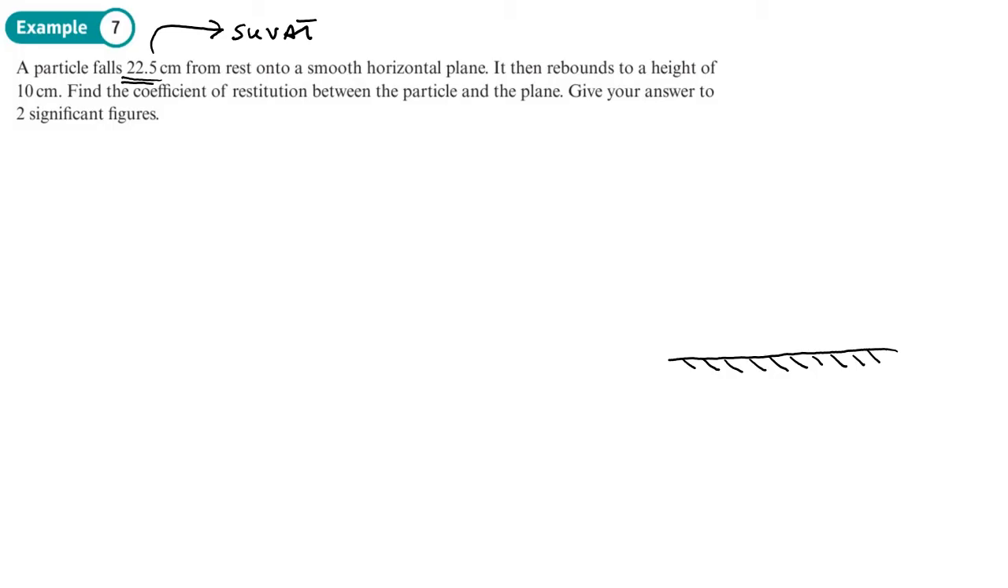Okay, so this particle falls down this way from a height of 22.5 centimeters and from rest, so it starts at zero speed, it's just like dropped out of somebody's hand. So it's going down like this. Then it hits the ground at a certain velocity, and then it bounces back up. Let's do this in a different color. So it bounces back up to a height of 10 centimeters.